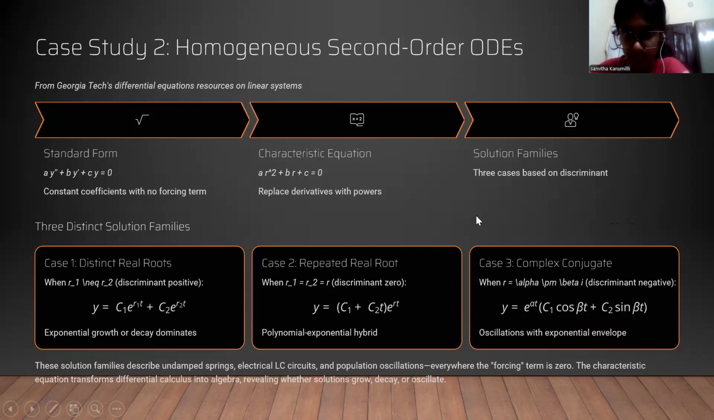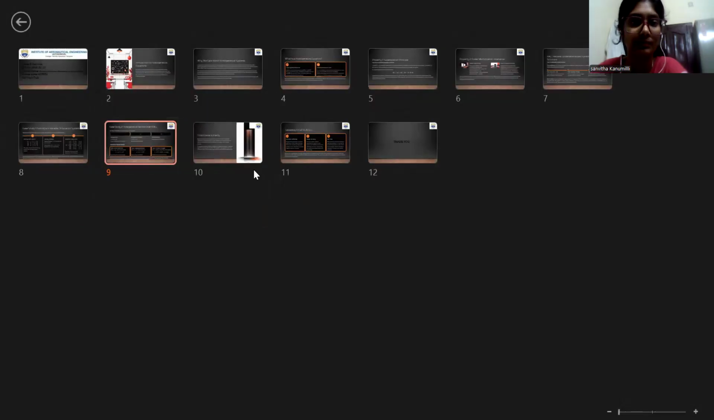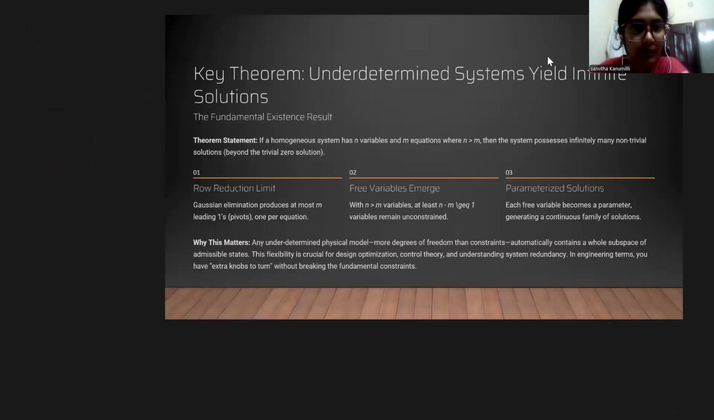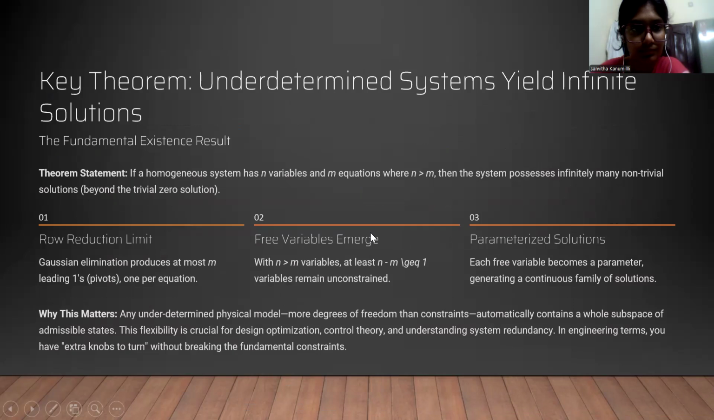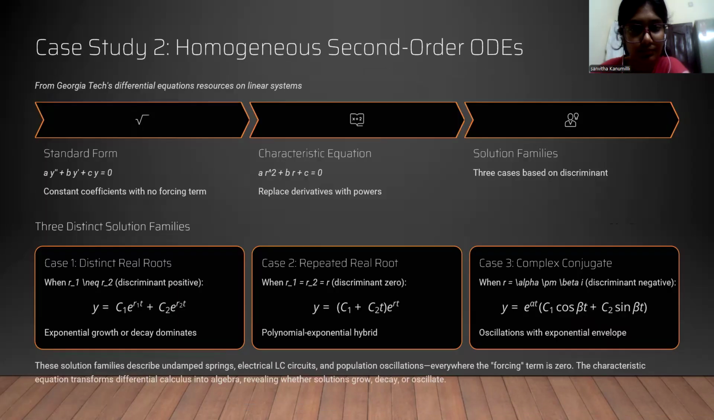Case study 2 is homogeneous second order ODEs. From Georgia Tech differential equations resources on linear systems, we have standard form, characteristic equation, and solution families. Coming to standard form, ay'' + by' + cy = 0, which is a constant coefficient equation with no forcing term.